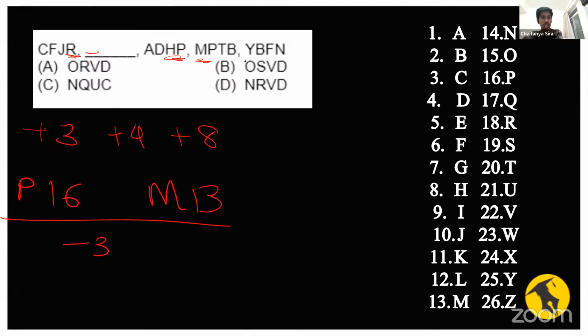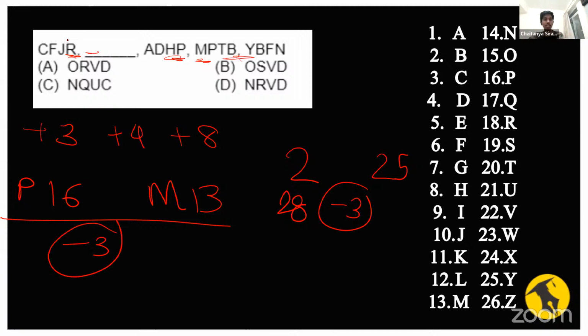And for the next term, it is B and Y. So B is 2 and Y is 25. So I can write it as 28. So minus 3. All right. So I found the logic. It is the last term minus 3. I'll get the first term of the next term. B minus 3 will give me Y. So within, it is plus 3, plus 4, plus 8. And between terms, it is minus 3.